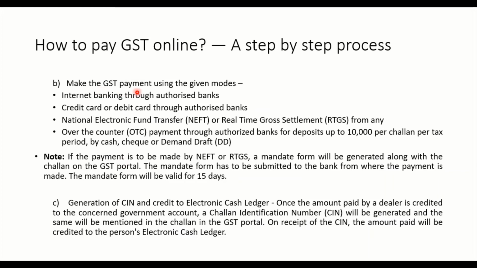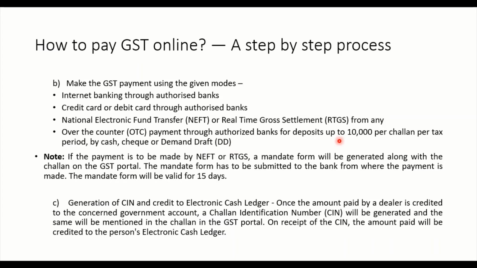Next, make the GST payment using the given modes. These are the modes of payment: internet banking through authorized banks; credit card or debit card through authorized banks; NEFT or RTGS, that is National Electronic Funds Transfer or Real-Time Gross Settlement, from any authorized bank; and over-the-counter payment up to rupees 10,000 per tax period per challan. By cash, cheque or DD, you can make the payment up to rupees 10,000 only.